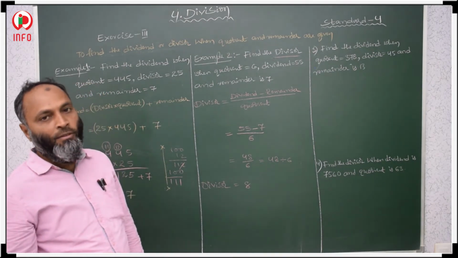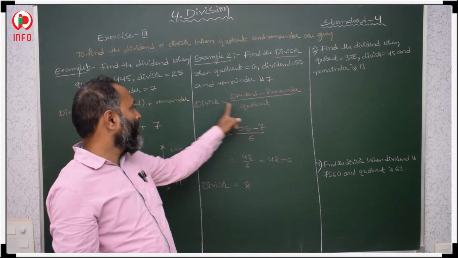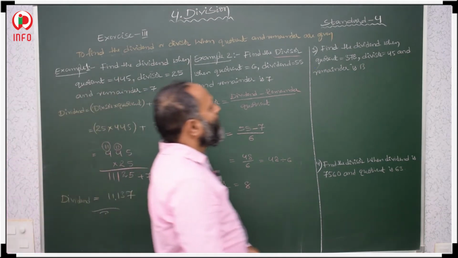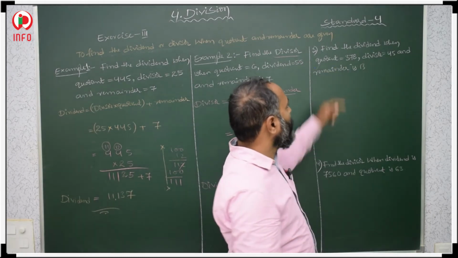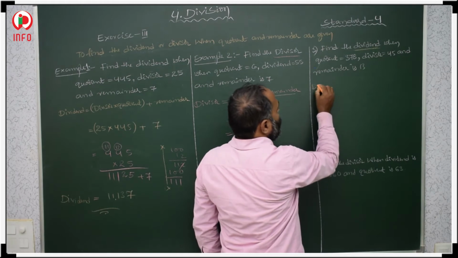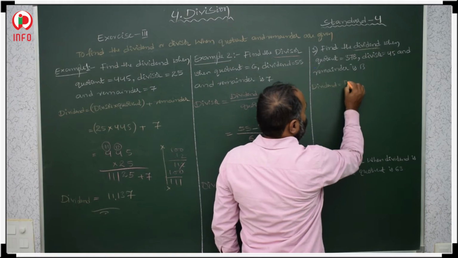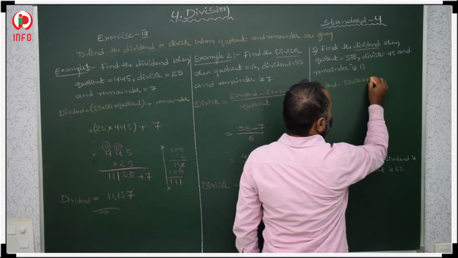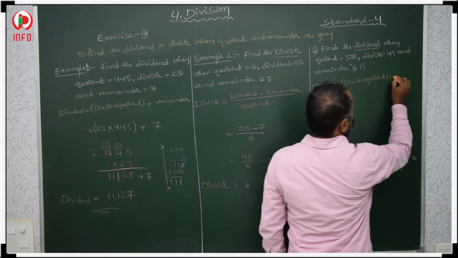So in this way we have to find the divisor. Divisor formula and dividend formula. In the exercise, the third question is given: find the dividend. Here we have to find the dividend. So the dividend formula: dividend is equal to divisor into quotient plus remainder.